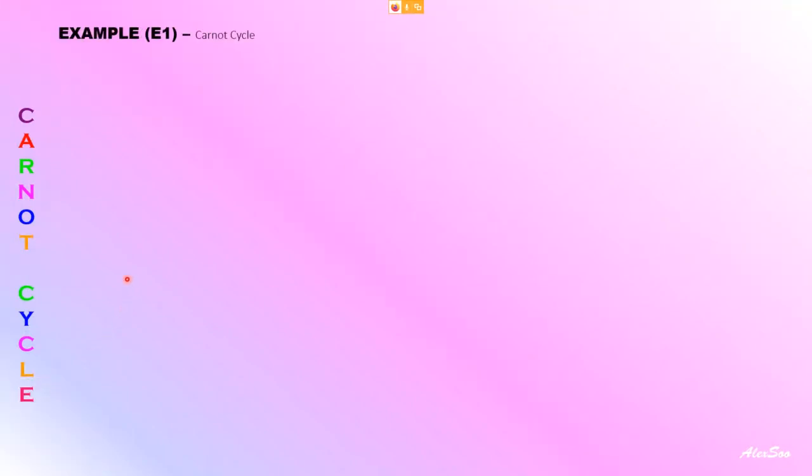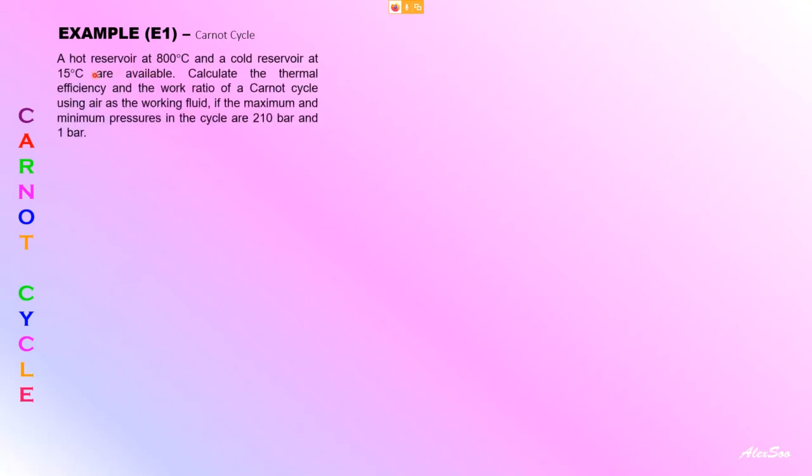Okay. So this will be the first example for Carnot cycle. Now a hot reservoir at 800 degrees C and a cold reservoir at 15 degrees C. So these are the two temperature limits.